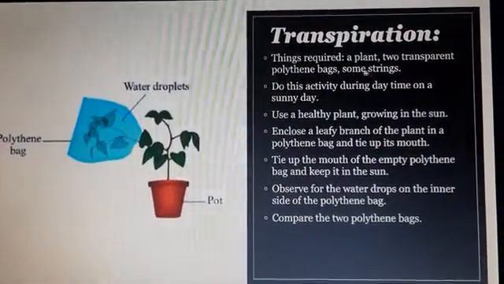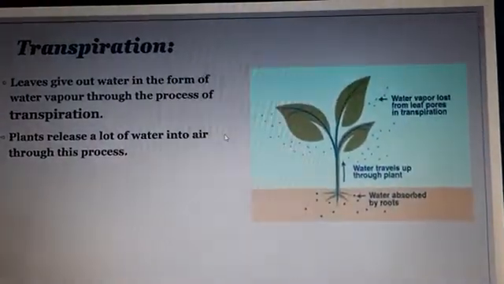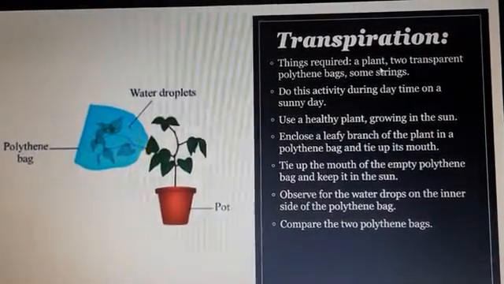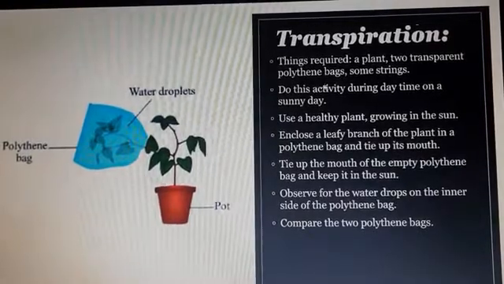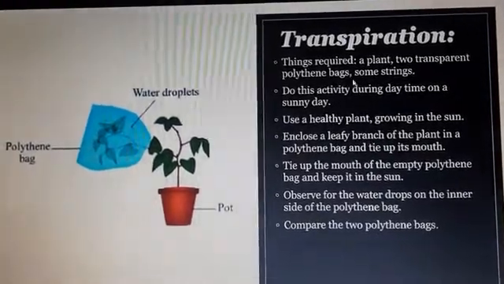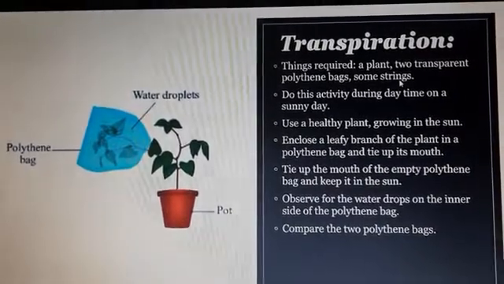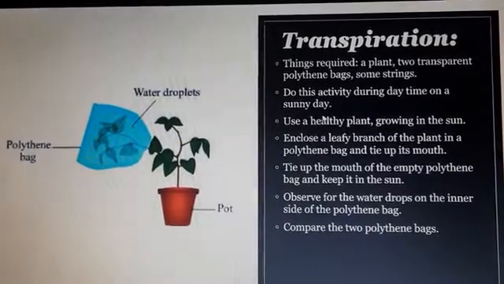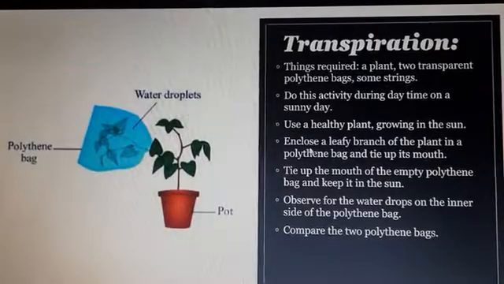Next topic is transpiration. So for this you will have to do an activity, and in the activity you will need a potted plant like this one from your home, 2 transparent polythene bags, you can get it from your kitchen, and some strings. Strings you can get from your mother's sewing kit. So do this activity during daytime on a sunny day. Use a healthy plant growing in the sun.